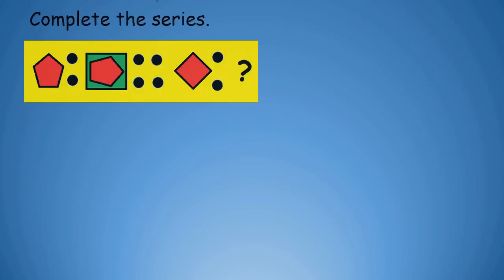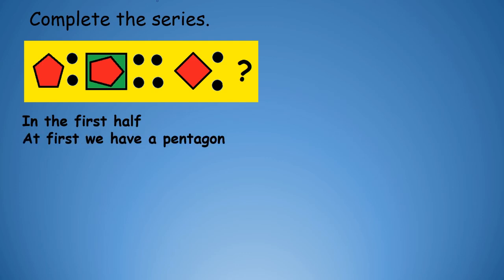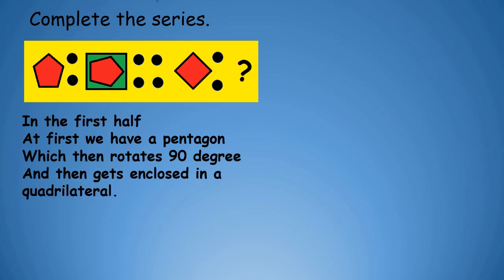Complete the series. Here we are given this diagram and we have to find what replaces the question mark. So let's start. First, if you look at the left hand side, in the first half we have a pentagon, which is a polygon having 5 sides. And in the second half of the left hand side, we see that the pentagon rotates 90 degrees and gets enclosed in a quadrilateral. And a quadrilateral is a polygon having 4 sides.